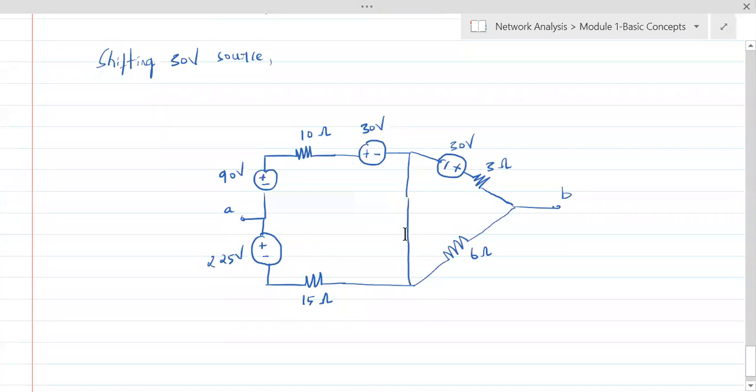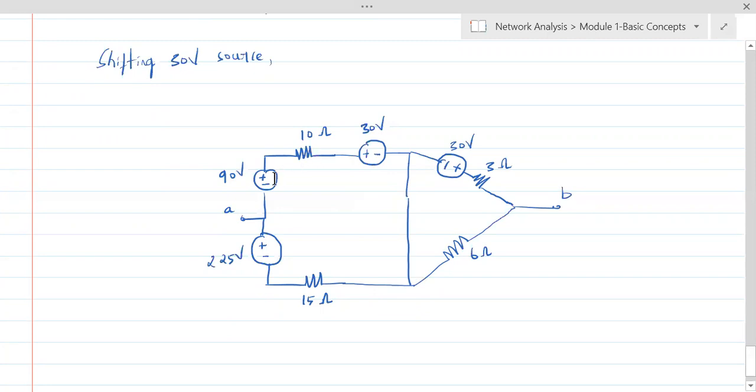In this problem, most of the times students miss this part. They don't connect it here. So this is how the shifting is done. Shifting of 30 volts. Now after we shift 30 volts, see the advantage here. What is the advantage?